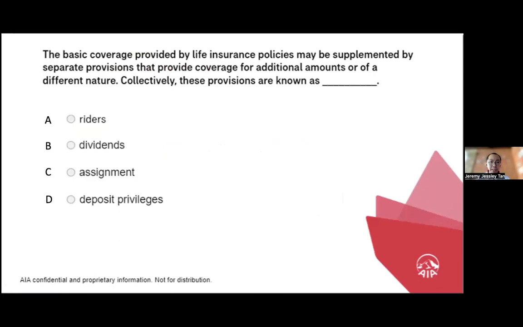The basic coverage provided by life insurance policies may be supplemented by separate provisions that provide coverage for additional amounts or of a different nature. Collectively, these provisions are known as, madali lang to. A, riders, B, dividends, C, assignment, or D, deposit privileges. Ano ba itong mga supplements provisions that provide additional coverage? What are they called? A, B, riders, dividends, assignment, or deposit privileges?